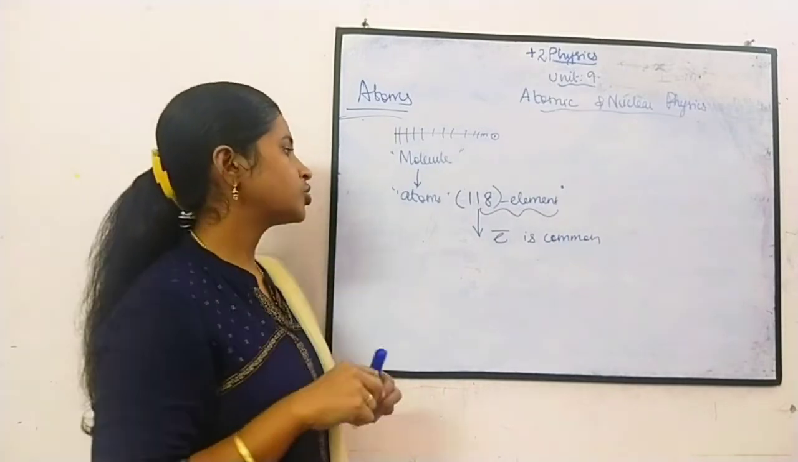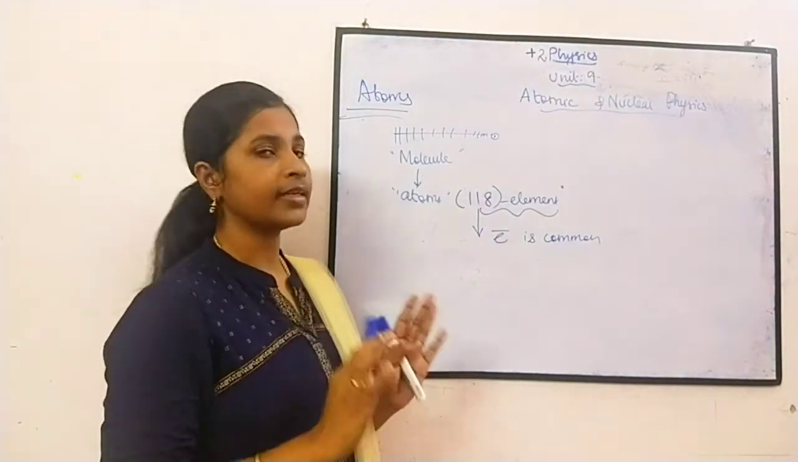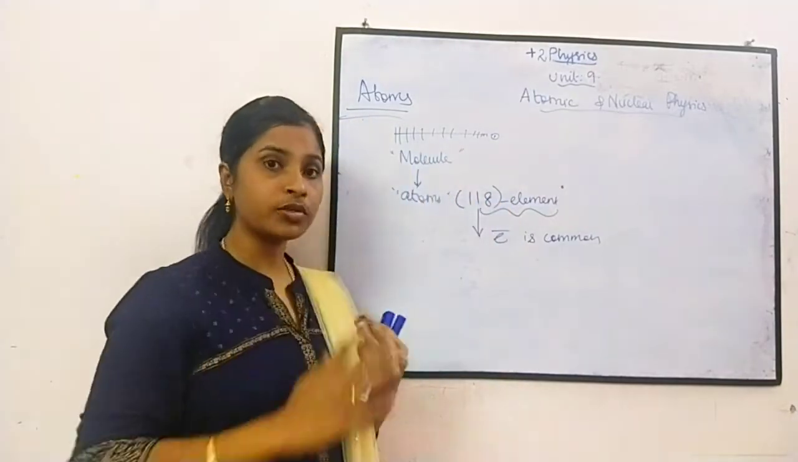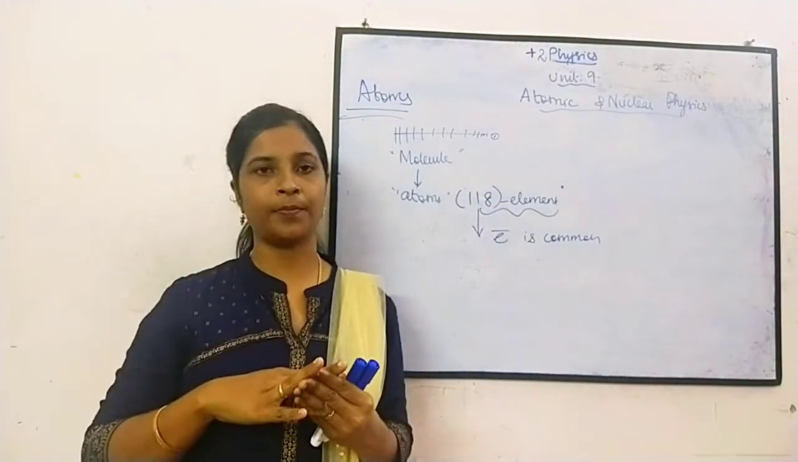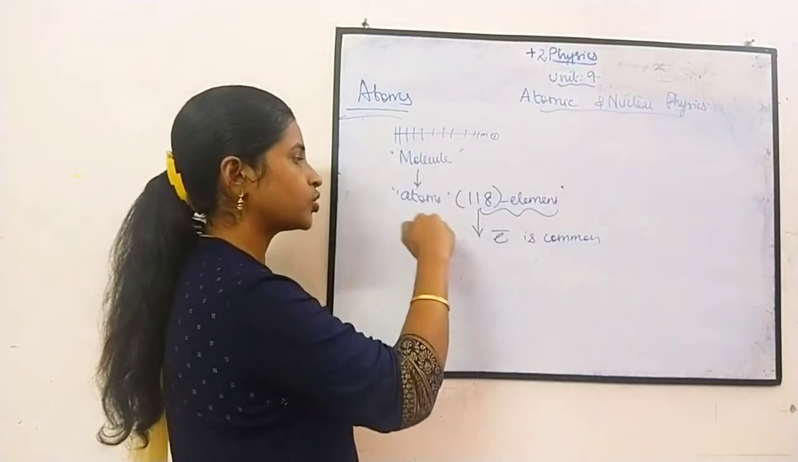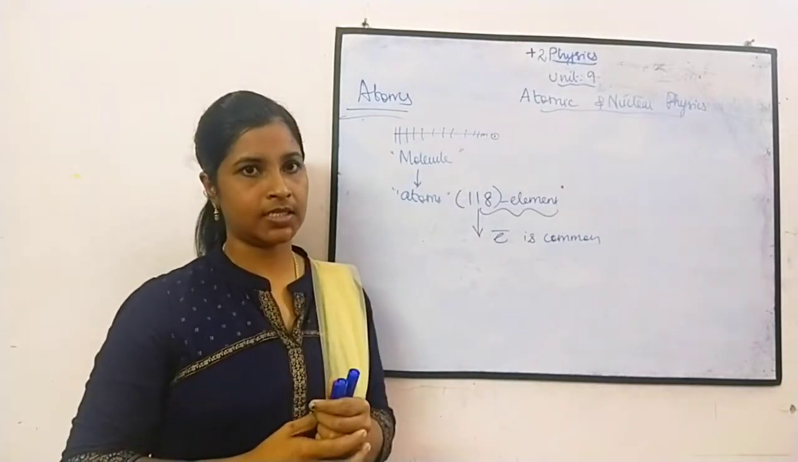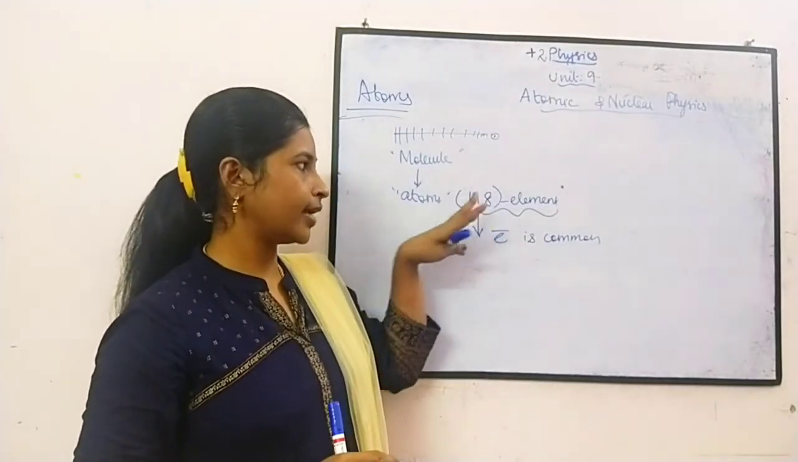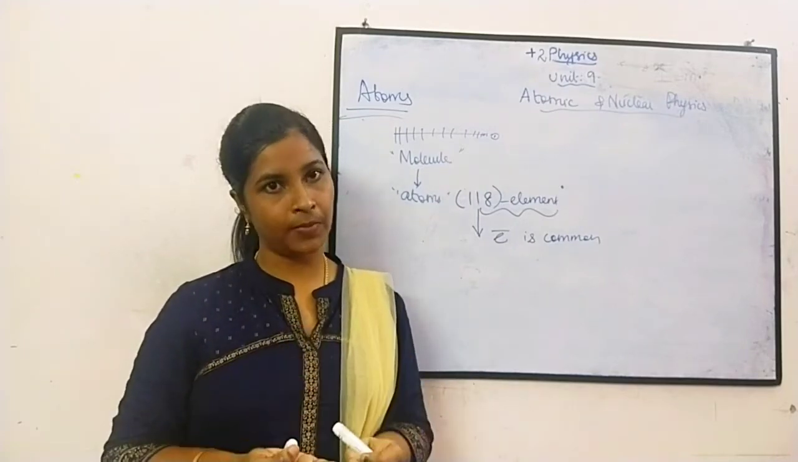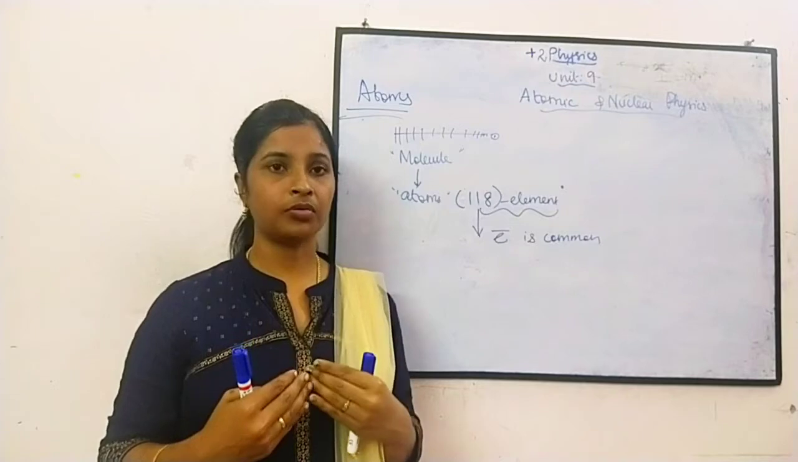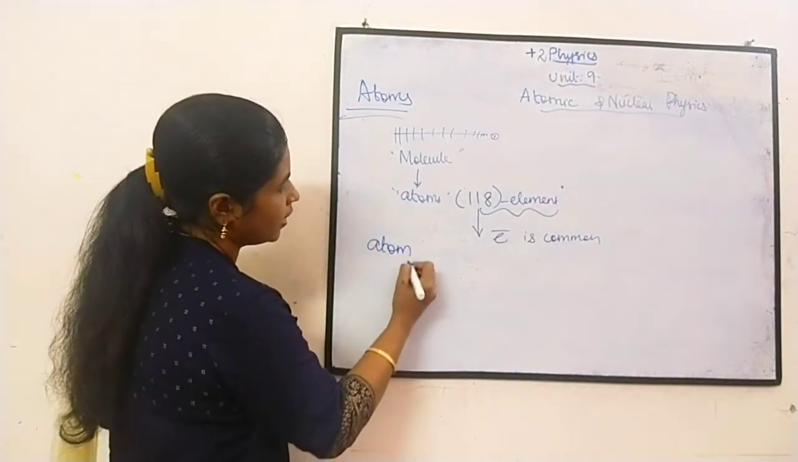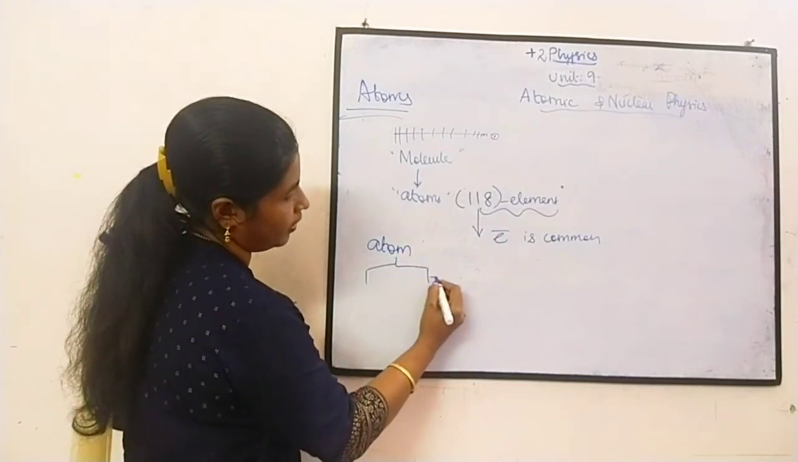Can you understand? So they understood that there are these 118 elements, and that the atom is also made up of some other smaller particles. They concluded that the atom is not a single particle but a combination of other particles, and experimentally they found that it has an electron. So the atom consists of an electron.